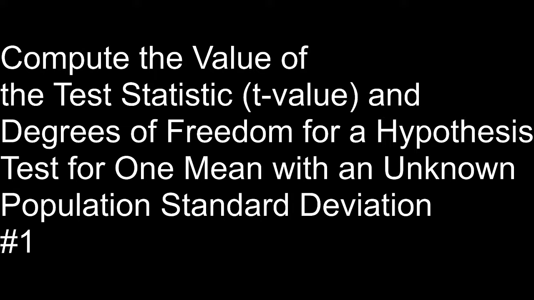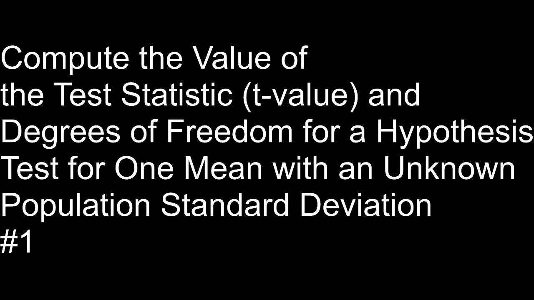Okay, so we're differing a little bit from previous videos where we had a known population standard deviation, and that was a z-test, or you found a z-score for your test statistic. When the population standard deviation is unknown, when sigma is unknown, then you're going to be performing what's called a t-test. Your test statistic will be a t-score, from the student's t-distribution with so many degrees of freedom.